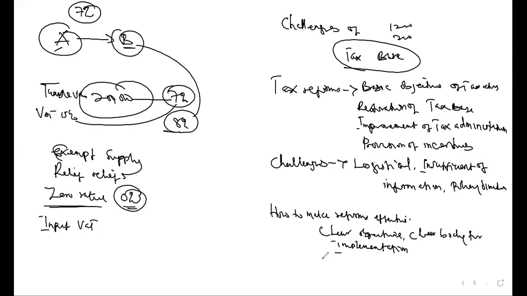Proper resources given to the body to implement what? So resources to be what? To be made available. So if you know the challenges, you can suggest ways to make the reforms effective. There must be responsible persons who will implement the reforms. There should be a clear system of administration of the reforms. So these are how you can make reforms effective.